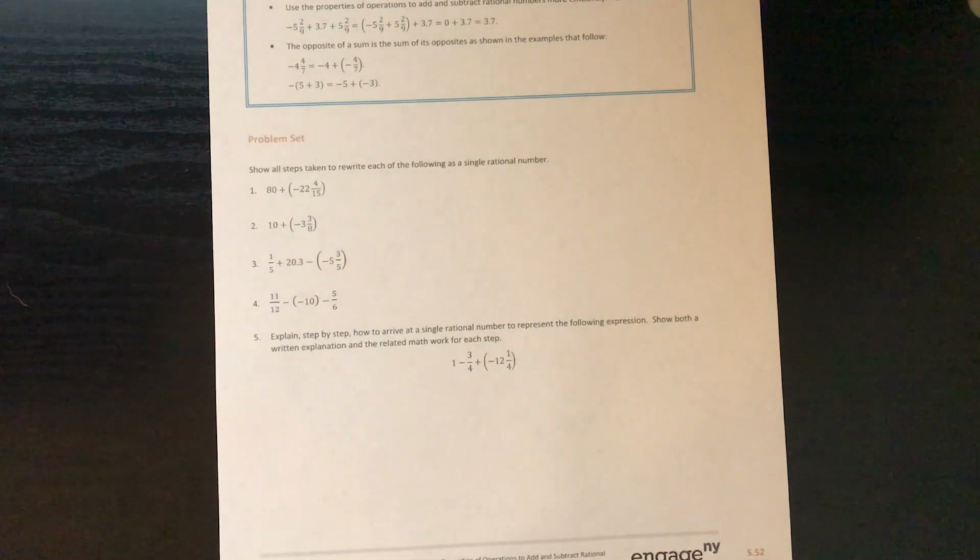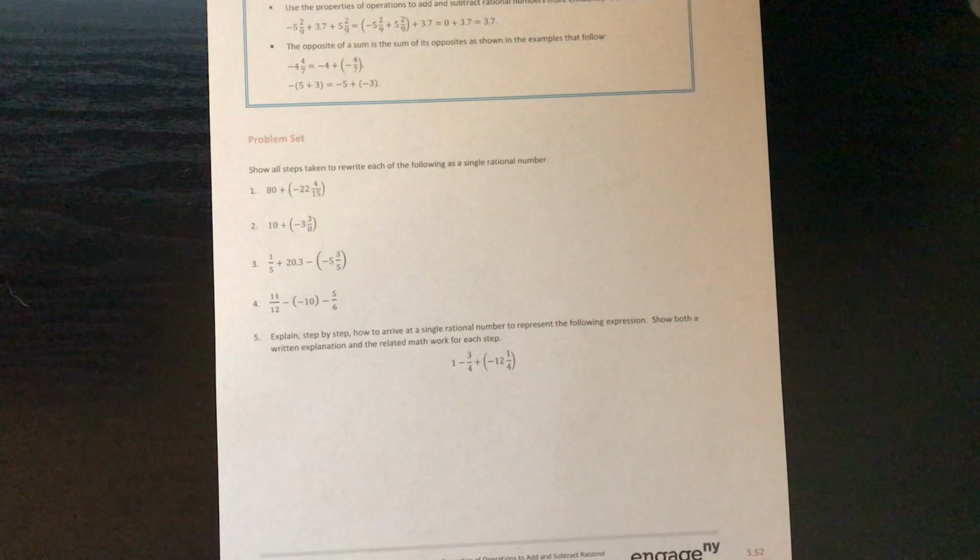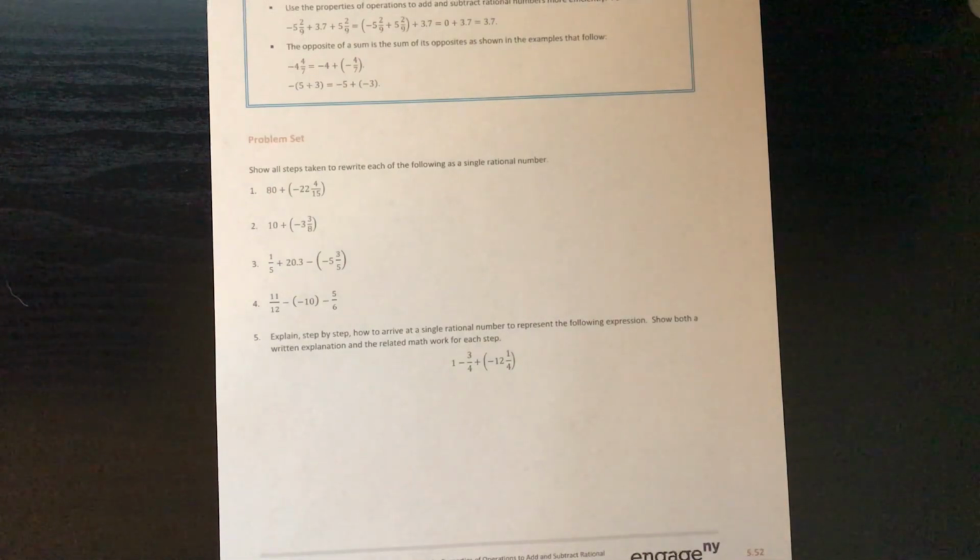So it says, explain step by step how to arrive at a single rational number to represent the following expression. Show both a written explanation and the related math for each step. So what I'm going to do is break this apart slowly, step by step, and at each step, I'm going to name the property or the skill or the fact that I used to justify each step.